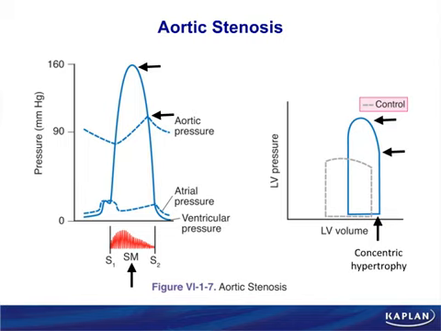Concentric hypertrophy, increased diastolic pressure. Those are the key characteristics. And again, systolic murmur, crescendo, decrescendo murmur.